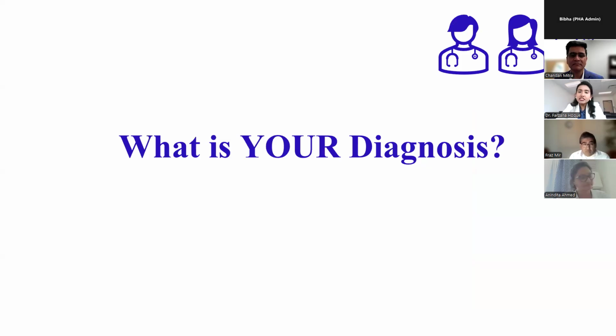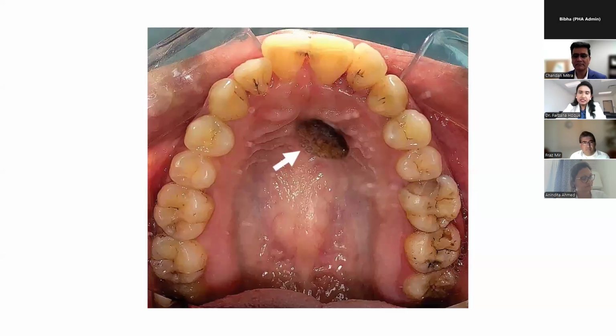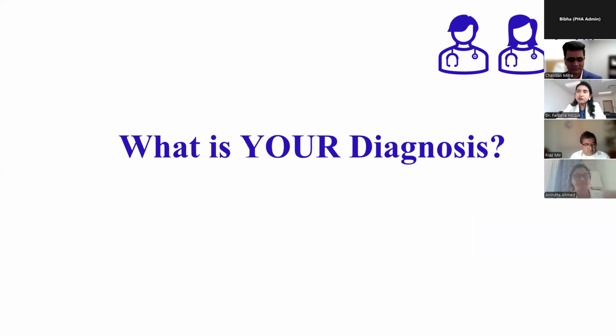So the question is, what is your diagnosis for this patient? This is the mouth exam, and this is an open forum. So please share in the chat what diagnosis comes to your mind.